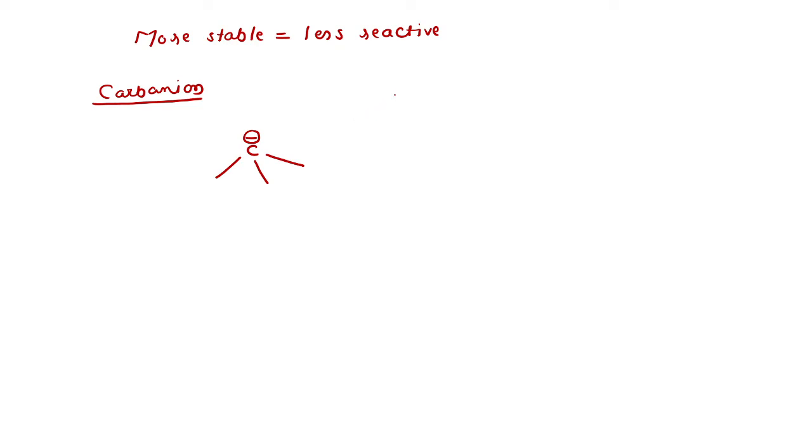First of all, we'll go for inductive effect, plus I effect. Now if this negative charge is there and there is a presence of a methyl group, what is going to happen? This will give electron density to this. The magnitude of negative charge will increase, and when the magnitude of negative charge increases, this carbanion will be more reactive. So it is not more stable, it will be more reactive.